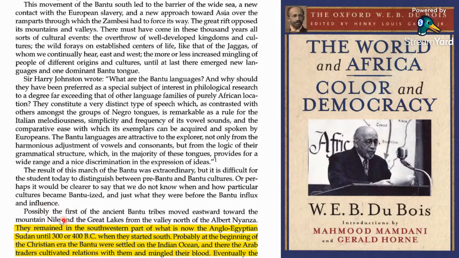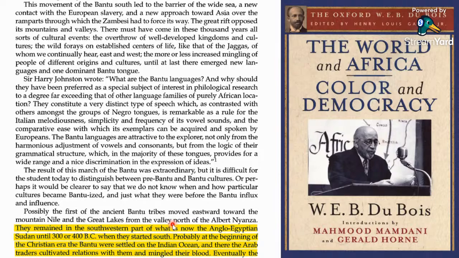It says possibly the first of the ancient Bantu tribes moved eastward towards the Mountain Nile and the Great Lakes from the valley north of the Albert Nyanza. They remained in the southwest part of what is now the Anglo-Egyptian Sudan until 300 or 400 BCE, when they started south. Probably at the beginning of the Christian era, the Bantu were settled on the Indian Ocean, and there the Arab traders cultivated relations with them and mingled their blood.